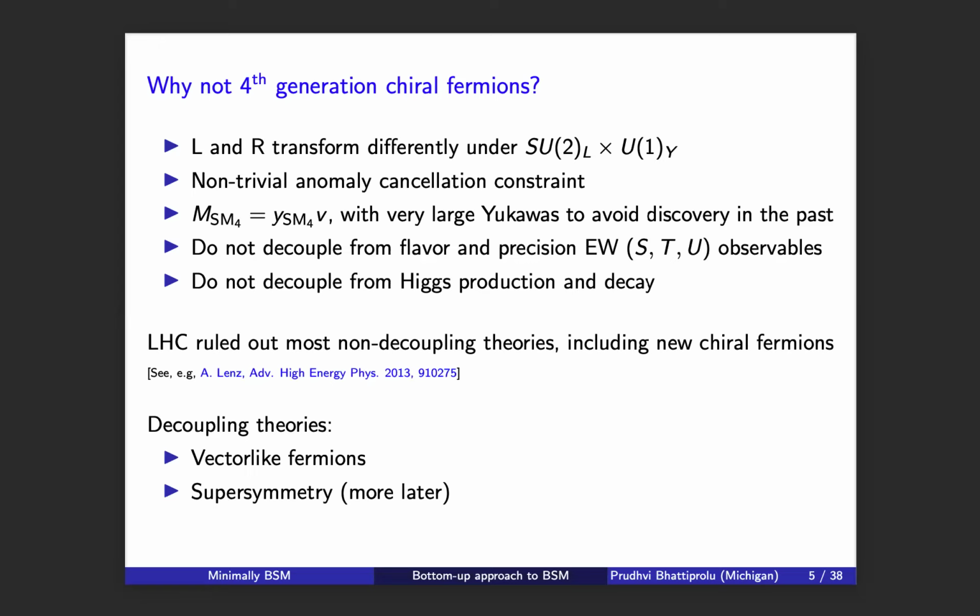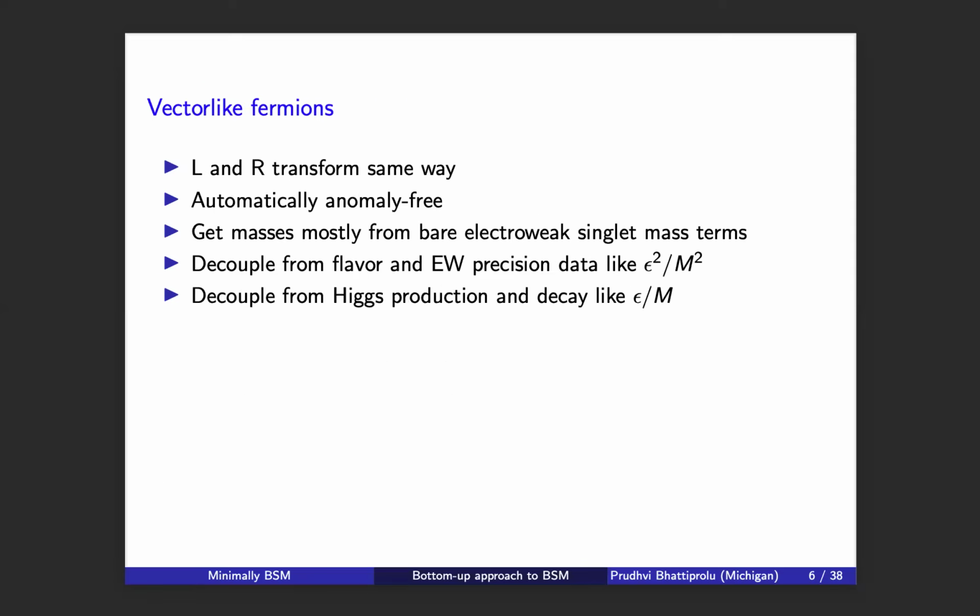And the only theories that survive are the decoupling theories, where by that I mean if I make the mass scale heavier, these decouple from the standard model. And the examples of some of these theories are, for example, vector-like fermions and supersymmetry, whether we like it or not. So what are vector-like fermions?